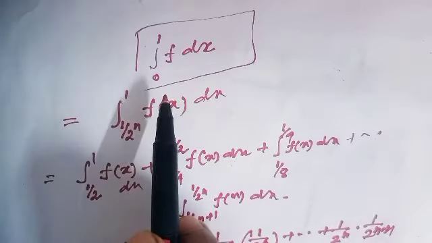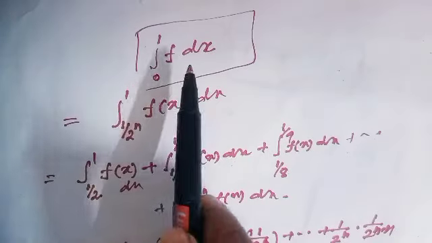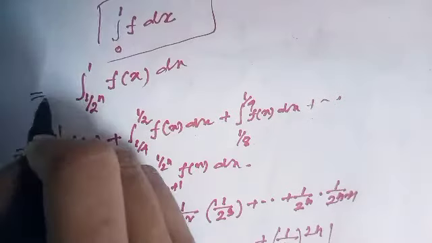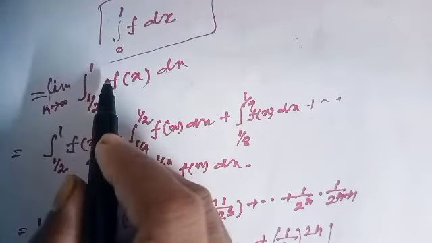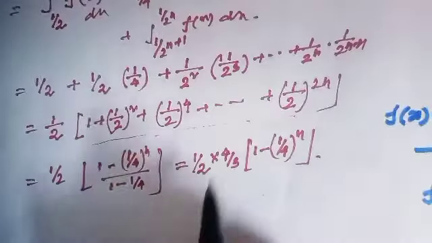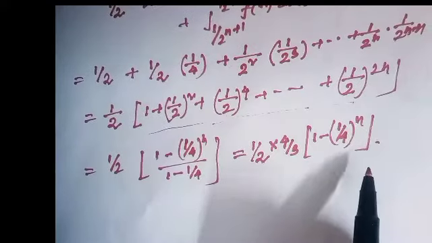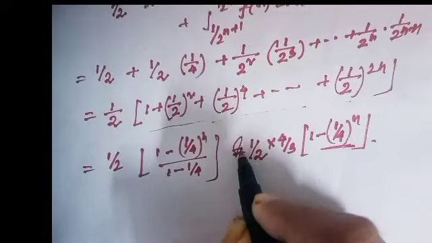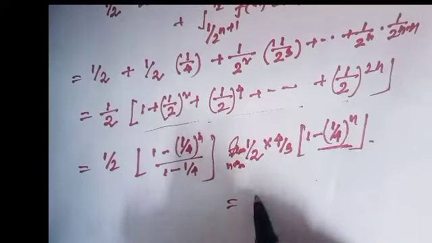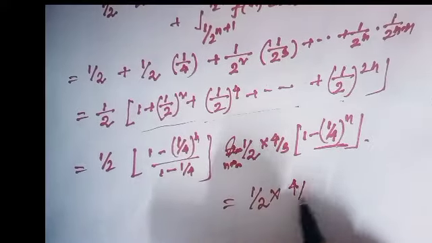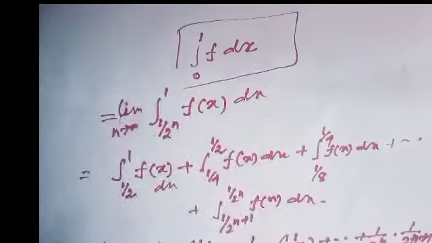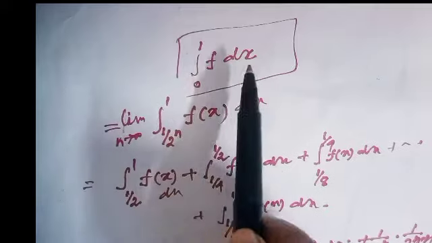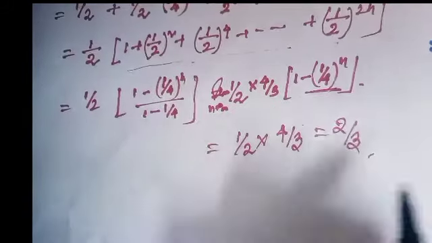And here we have to find the integration from 0 to 1. So if we apply the limit here, this integration would be from 0 to 1. Are you getting? The limiting value is equal to, this part would be 0 if we apply the limit, then this value actually equals half times 4 over 3. That means this value equals 2 over 3. So the integration from 0 to 1 of f(x) dx would be 2 over 3.